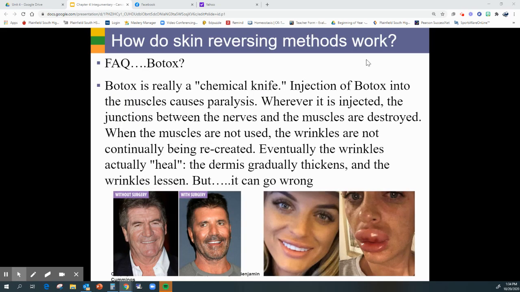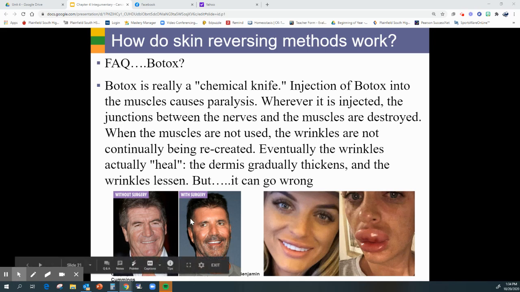And then skin reversal methods. So a lot of times people, especially in this area, start to ask, well, what about Botox? Well, Botox is actually a toxin that's derived from a bacteria. What it does is it causes the muscles in and around the face to relax, which gives people the appearance that they have fewer wrinkles. All right. It's for the most part fairly harmless in small amounts. But if somebody were to give large amounts and give it right in and around a nerve, you could damage that nerve for the rest of their life.